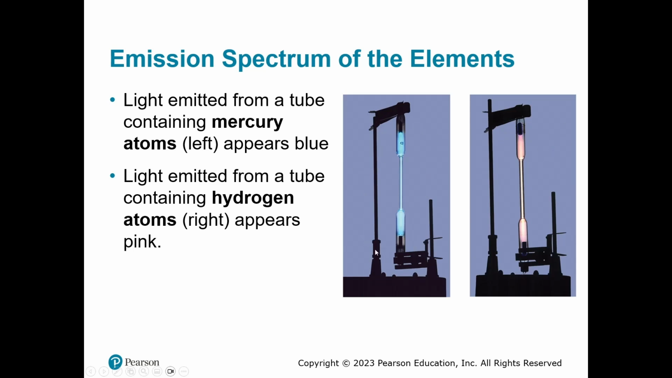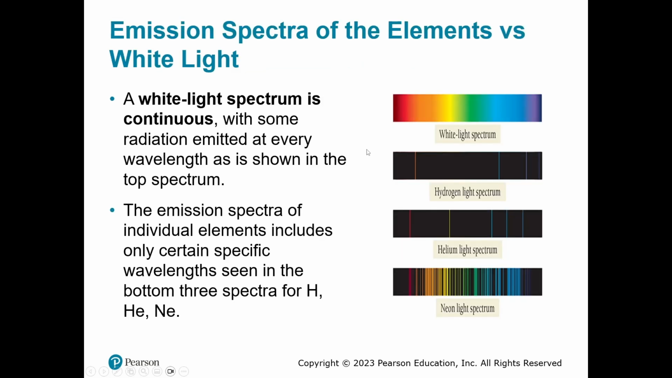So over here we have a tube full of mercury vapors and a tube full of hydrogen vapors. If we flow the same amount of current through them, we get very different colors. And the reason for this is every element has its own uniquely identifying emission spectrum. So no two emission spectra are identically the same.